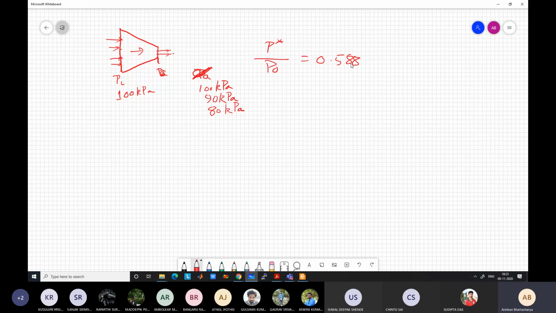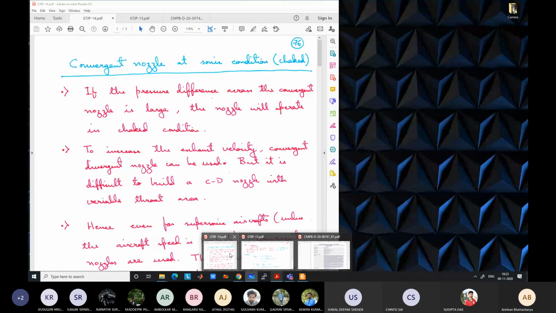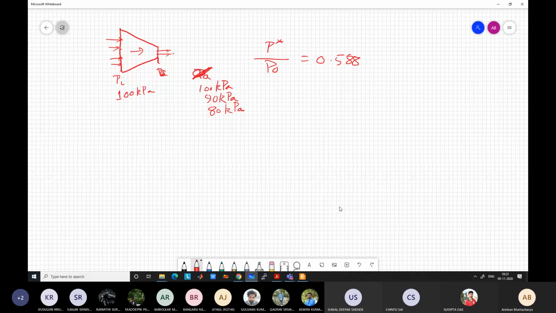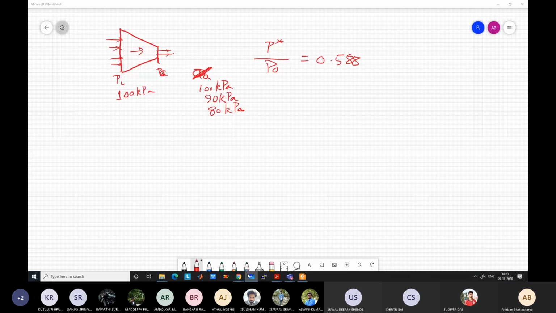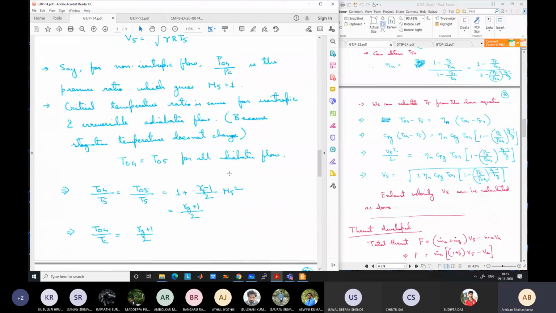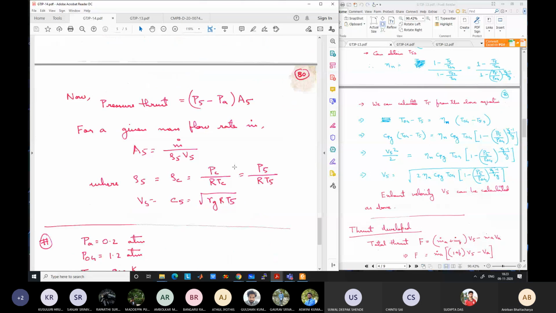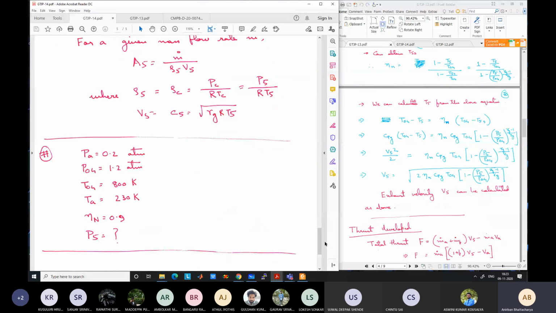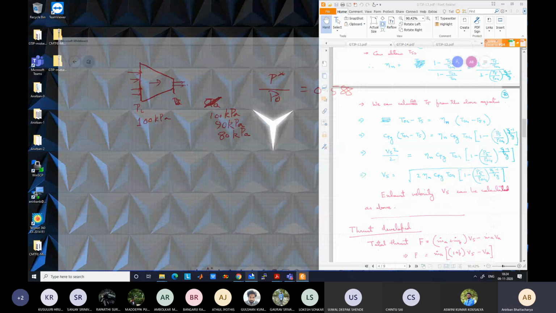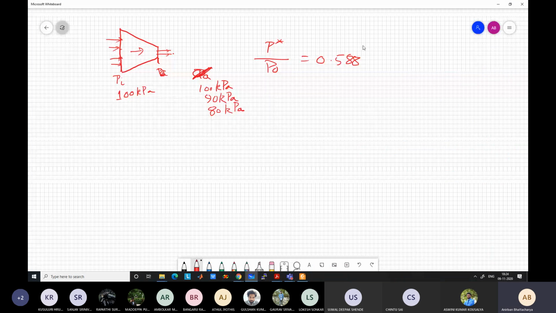So you can check this value. I think we have the value written in the notes also, 0.528, sir. What was it? 0.528. Have I calculated it here somewhere? We have not. I have just given it as an exercise. Whatever the value is, you just check this. So it is 0.5 something.